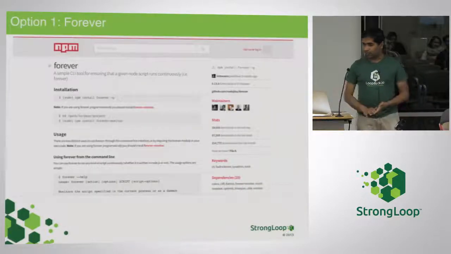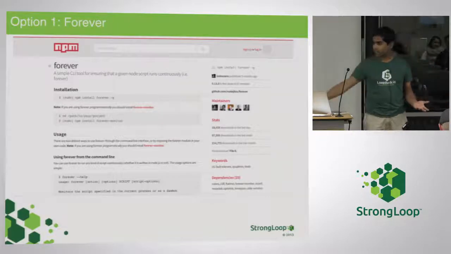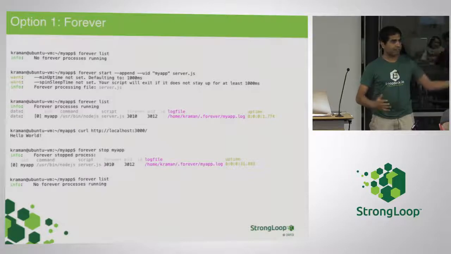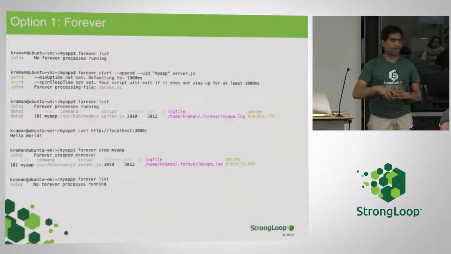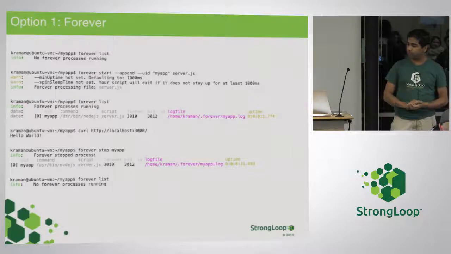So let's start off. We'll start with Forever. This is actually a pretty simple process management API. It gives you a bunch of commands which let you start your application in daemon mode, let you see what applications are running, and once you're done with it, you can stop it. You can, of course, restart it and do graceful restarts and stuff.